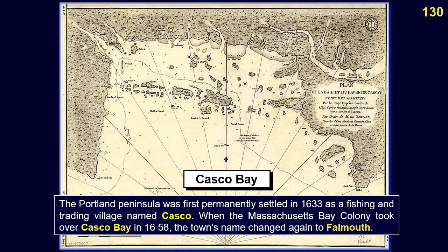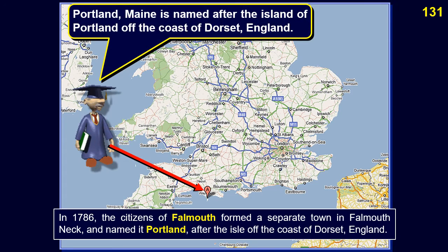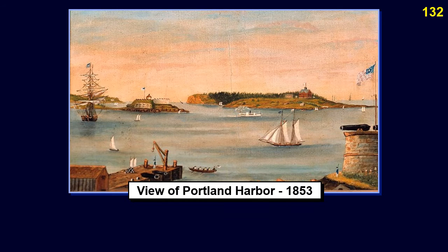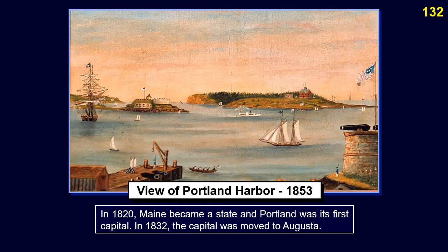The Portland Peninsula was first permanently settled in 1633 as a fishing and trading village named Casco. When the Massachusetts Bay Colony took over Casco Bay in 1658, the town's name changed again to Falmouth. In 1786, the citizens of Falmouth formed a separate town in Falmouth Neck, and named it Portland, after the isle off the coast of Dorset, England. In 1820, Maine became a state and Portland was its first capital. In 1832, the capital was moved to Augusta.